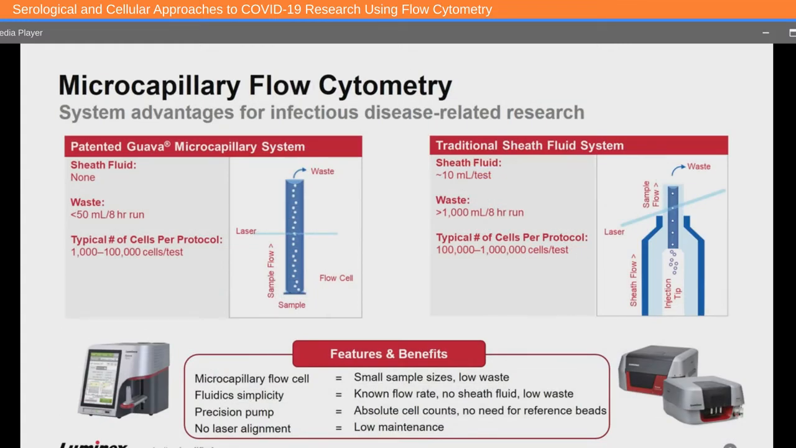Microcapillary flow cytometry. Microcapillary flow cytometry platforms have great utility for infectious disease research. Microcapillary cytometry, shown on the left, differs from traditional flow cytometry on the right in that it does not utilize sheath fluid. The sample is aspirated directly from a sample tube or well through a microcapillary flow cell, and it's interrogated by a laser as it goes in single file. Data is collected from the detection channels as the sample flows through.